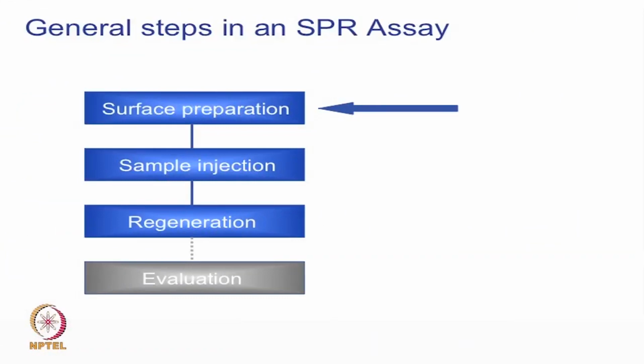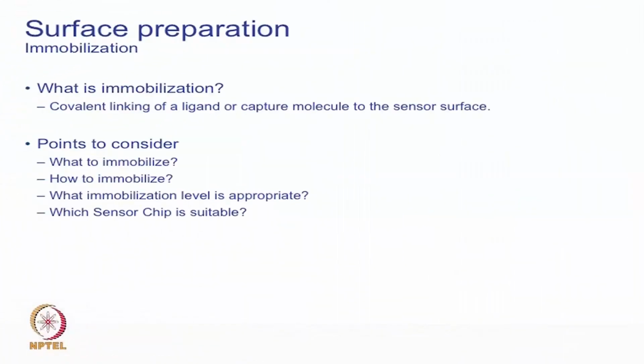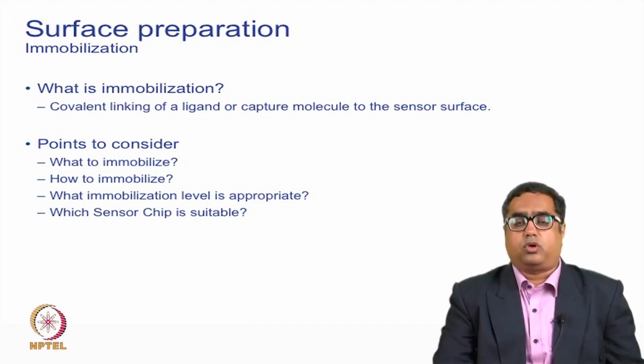The various steps that are involved in a Biacore assay are surface preparation, sample injection, regeneration and evaluation. So, we will start with the surface preparation. Surface preparation is nothing but immobilization, and immobilization is generally done in two ways. One is covalent linking and the other is a capture method. When we try to go for an immobilization, the very important points that we need to consider are what to immobilize, how to immobilize, what is the appropriate level and what is the right sensor chip that is required.